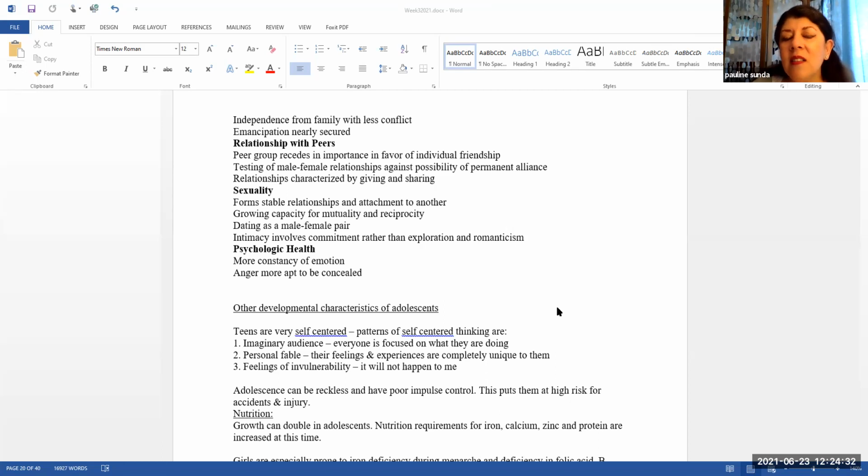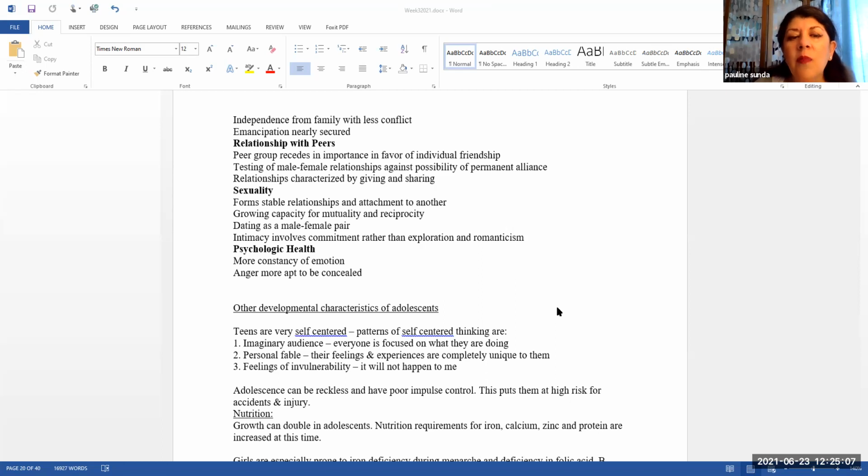Relationships are characterized by giving and sharing. Sexuality, they form stable relationships and attachments to another. There is a growing capacity for mutuality and reciprocity. Dating is something that you're going to see more individually as paired dating versus the plurality of dating that we saw previously. Intimacy often involves commitment rather than exploration and romanticism.